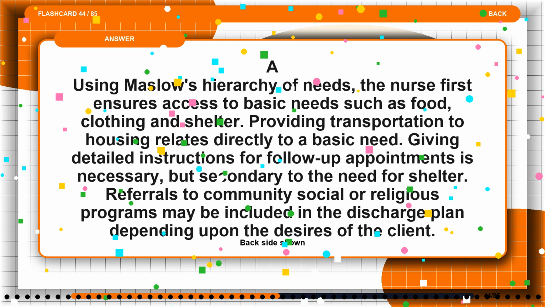The answer is A. Using Maslow's hierarchy of needs, the nurse first ensures access to basic needs such as food, clothing, and shelter. Providing transportation to housing relates directly to a basic need. Giving detailed instructions for follow-up appointments is necessary, but secondary to the need for shelter. Referrals to community social or religious programs may be included in the discharge plan depending upon the desires of the client.